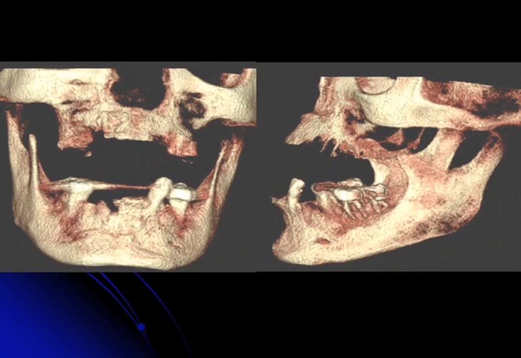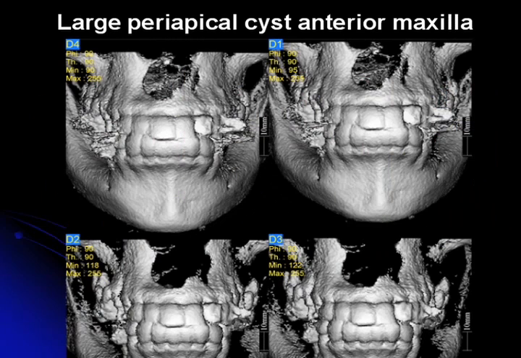Here's 3D reconstructions that beautifully show the involvement of this osteonecrosis. This is going all the way to the sinus and to the canal in this case. This is a 3D reconstruction from a cone beam CT scan showing a large periapical cyst or radicular cyst in the anterior maxilla with some perforation there of the bone, and this has been going on for a couple of years in this patient.